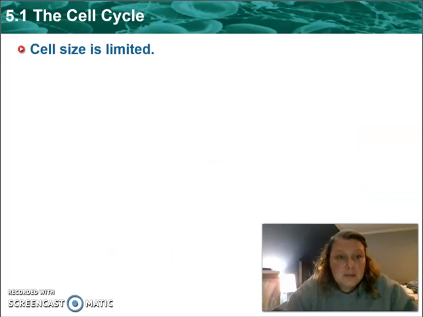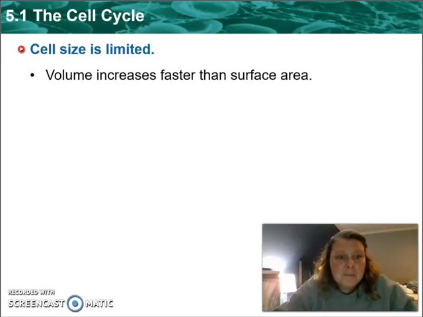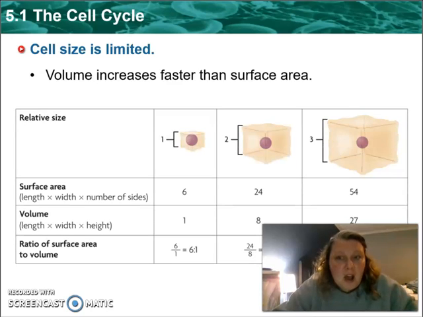Cell size also has to be limited. You can't have a big old giant cell. Sometimes you think, oh, if it's bigger, it's better. Not all the time. This is based off of the cell size surface to volume ratio. You want to have a larger number on the left and a smaller number on the right. So the larger the number to the smaller the number, the better the cell can function.